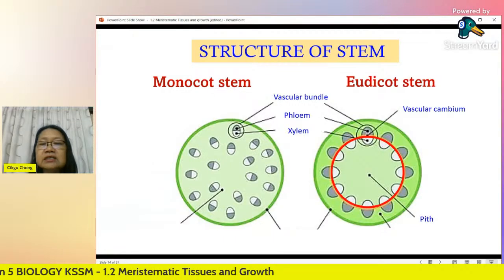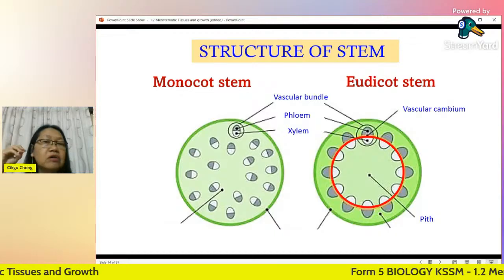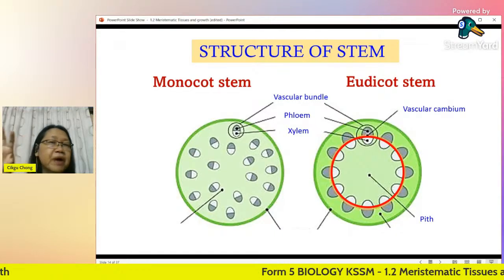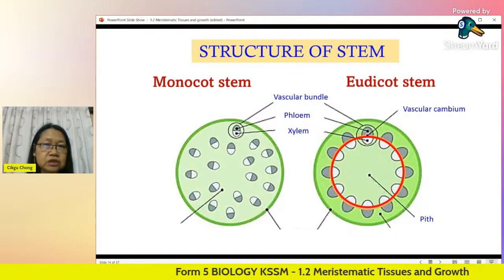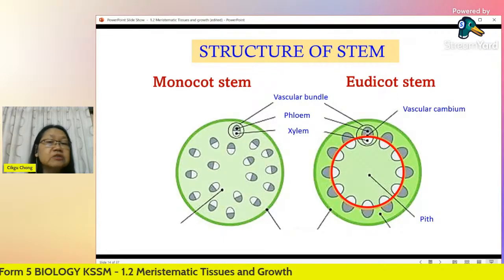Okay, next. Now you'll find in the middle, this is called the pith. In DM, we call empulo. Okay, they are just parenchyma tissues. They store food. All right, the function of parenchyma tissue is to store food.